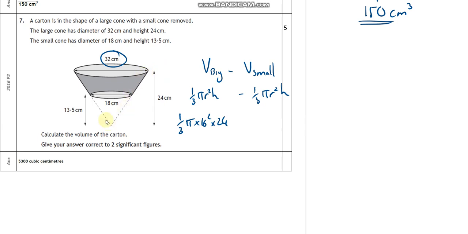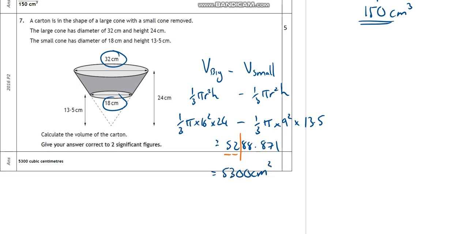That would give me the full volume of this big bit here. And to that, I'm going to take away the volume of this small cone, this little bit in here. So I'm looking at using this radius, 18 divided by 2 is 9, and the height of 30.5. Do that on your calculator, and we get 5288.871, and that's the two significant figures. So there's 1 and there's 2. That's going to become 5300 centimeters cubed.